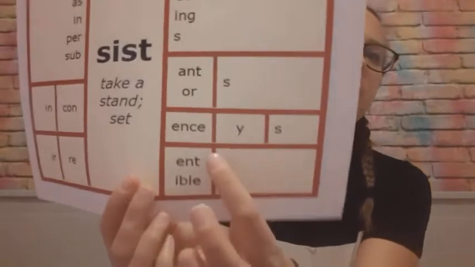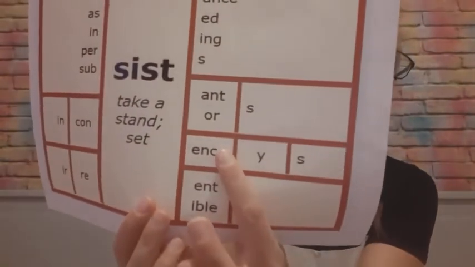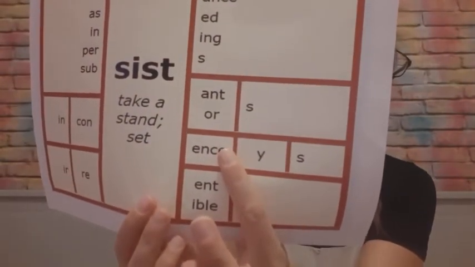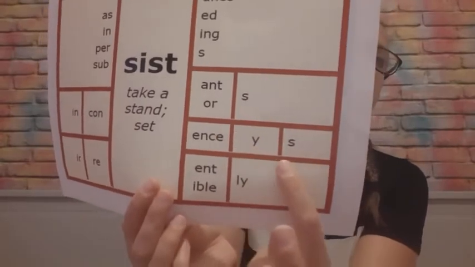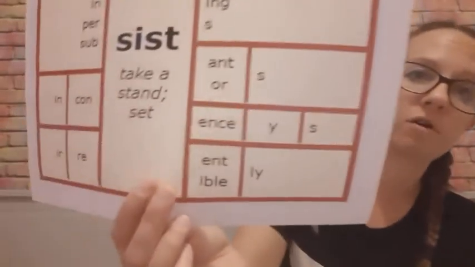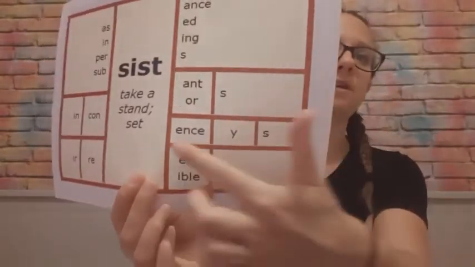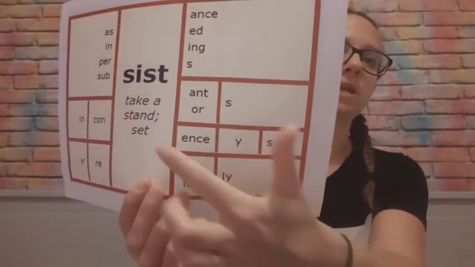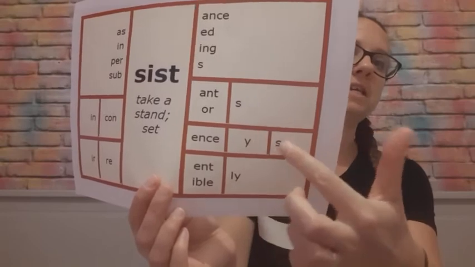And the same with our NCs, we drop that there for inconsistency. And if we had inconsistencies, the Y would go to an IES, because we can't have YS. That doesn't happen, does it? We have IES, so that would change. We'd have inconsistent, or we'd have consistency, and then we'd have inconsistencies. I should have written that one down. I didn't see it when I was doing my grid. Just thought of it then. But maybe you got it, and if you did, hope you applied that spelling rule.